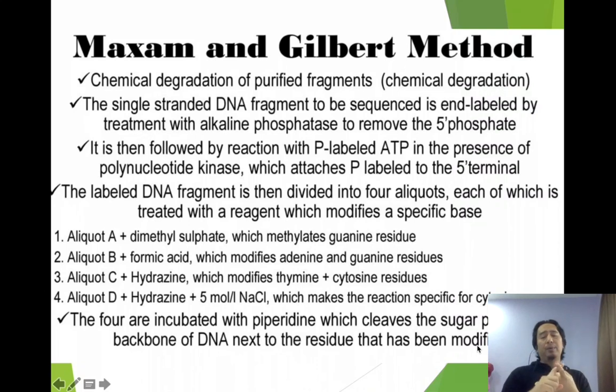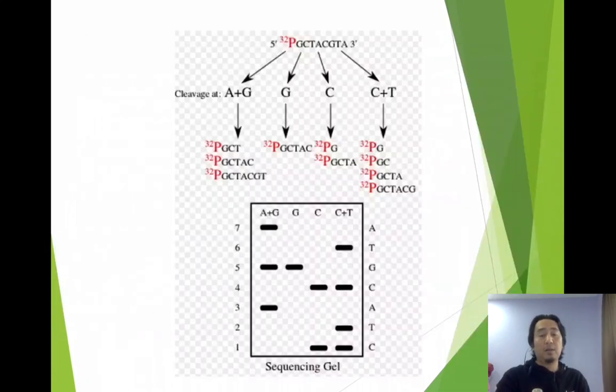So you need the sample, you need these organic reagents, DMS, formic acid, hydrazine, and NaCl, and you need piperidine. So piperidine too can cut the backbone where the modified nucleotide occurs. Okay. Right. So this is the example.